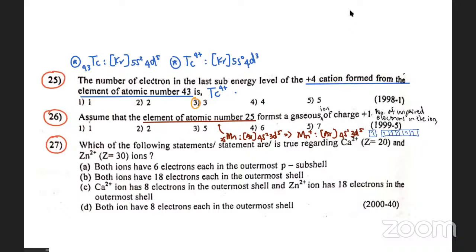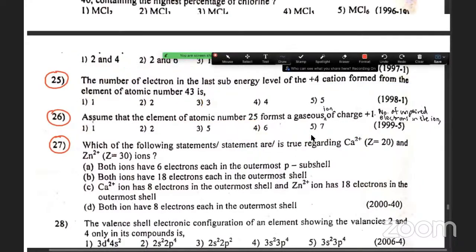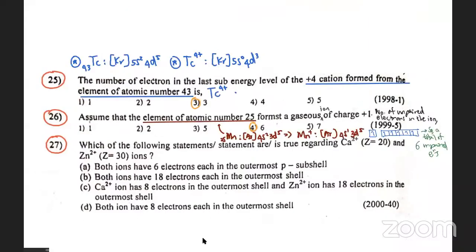So overall, how many unpaired electrons are there, people? So a total of 6 unpaired electrons. Okay, so we have done such questions many times. This should not have been a problem for you. Fourth one is the answer. 6. But Mn plus doesn't exist in reality.